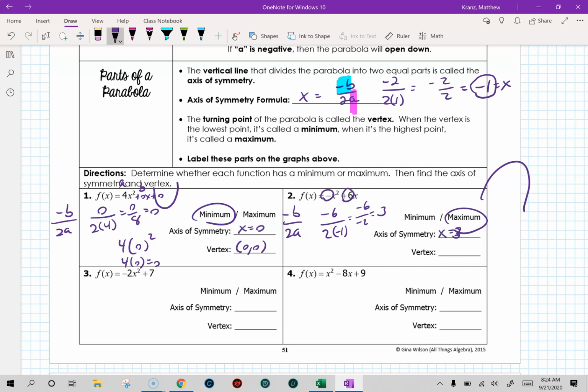Now we plug 3 in: negative times 3 squared plus 6 times 3. Well, that's -9 plus 18 equals 9. So that means my vertex is 3, 9. All right, so I'll let you guys go ahead and try 3 and 4.